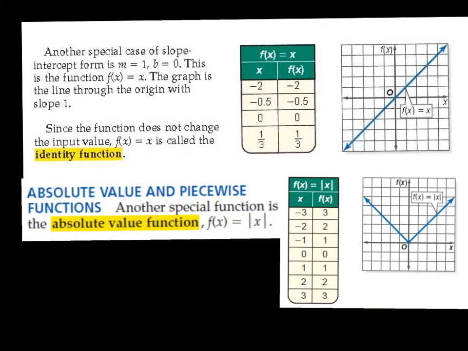Another special function is the absolute value function. f of x equals the absolute value of x. So if we put in -3 for x, we get out 3, -2 gives us 2, -1, 1, 0, 0, and then we repeat the process. 1 is still 1, 2 is still 2, 3 is still 3. So this function ends up looking like a nice little v.